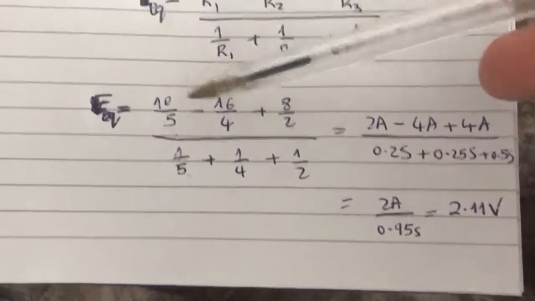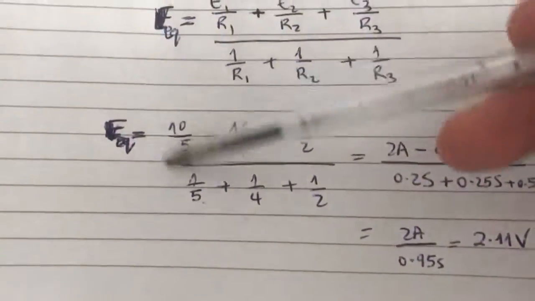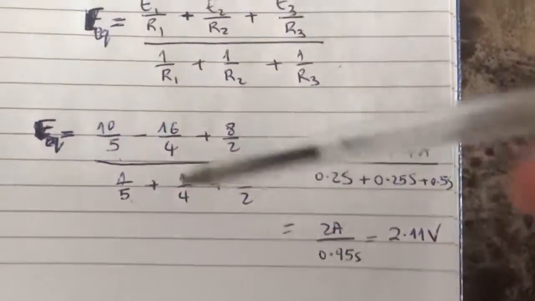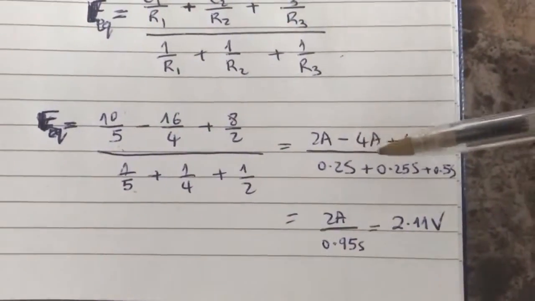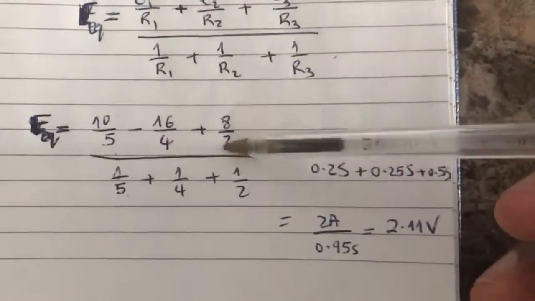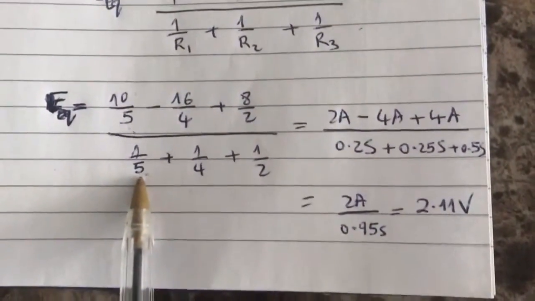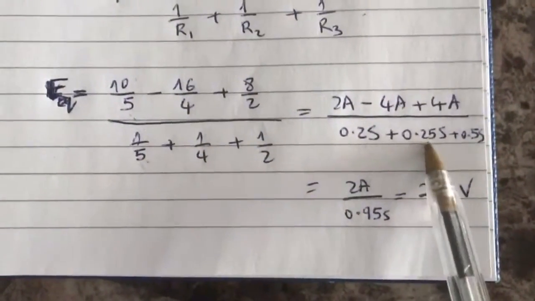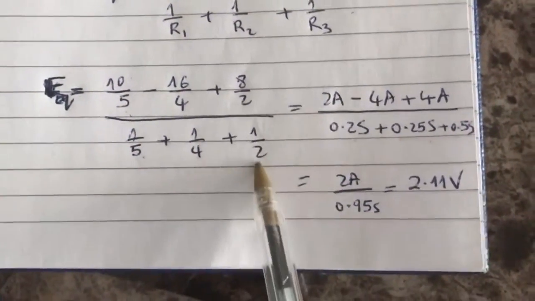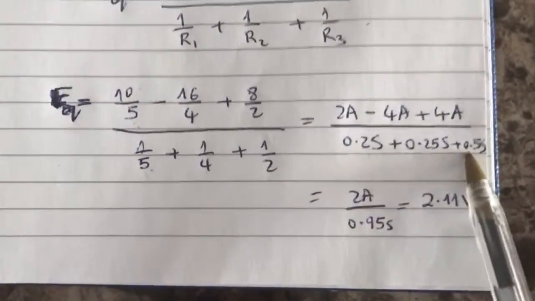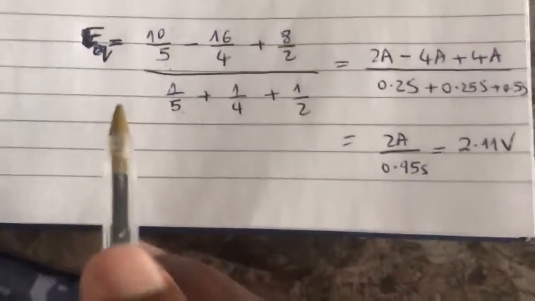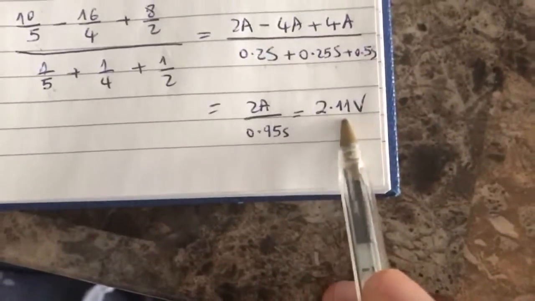Now, when you simplify, this is voltage over resistance, so this gives you current. 10 over 5 is going to give you 2 amps. 16 over 4 will give you 4 amps, negative. 8 over 2 will give you 4 amps. And then 1 over 5 ohms will give you 0.2 siemens, 1 over 4 ohms will give you 0.25 siemens, 1 over 2 ohms will give you 0.5 siemens, or 0.5 per ohm. Then you divide this, and you get your equivalent voltage as 2.11.